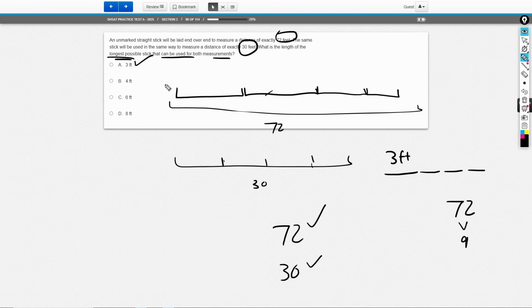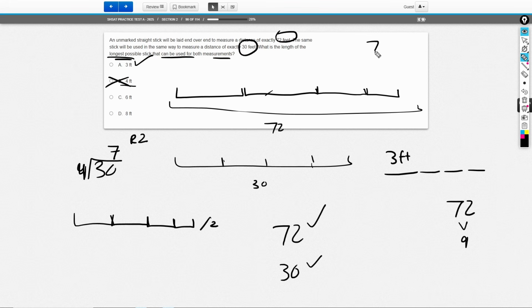So a 3-foot stick could work, but we want to find the longest possible stick, and other answer choices are longer. So now, can the stick be 4 feet? And the answer is no, because 30 is not divisible by 4. In this case, we'd have an answer of 7 with a remainder of 2. So our stick would be able to fit end to end 7 times, but then we'd have to break it in half to get the extra length to cover 30 feet. All right, so this is false.